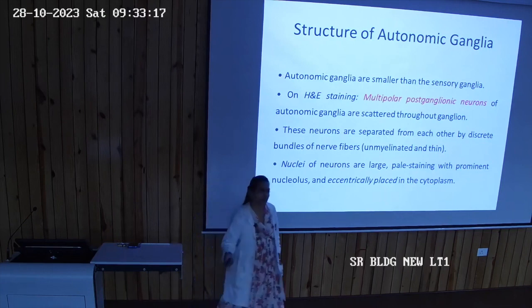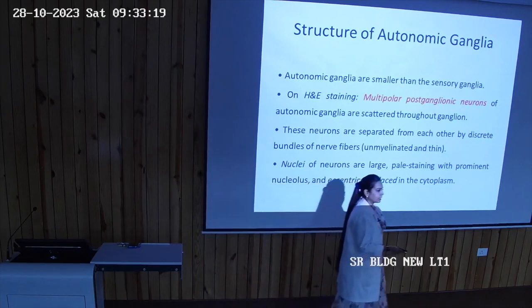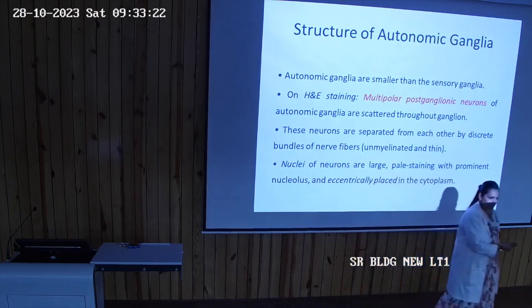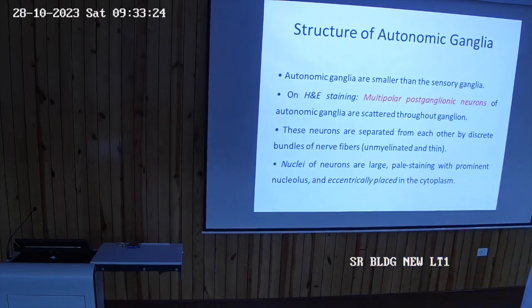These all you are going to study. There are a number of parasympathetic ganglia, for example, ciliary ganglion, pterygopalatine ganglion, otic ganglion. These all are parasympathetic ganglia. Basically, the sympathetic part is thoracolumbar, so it comes from the T1 to L2 part of the spinal cord, and the parasympathetic is craniosacral.